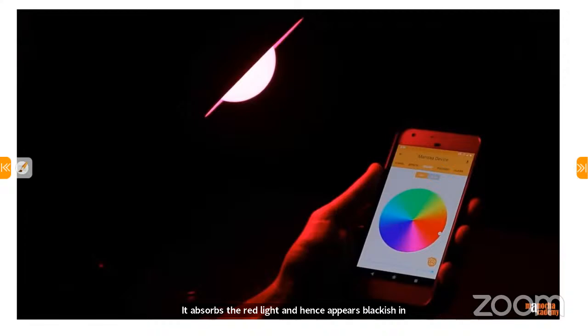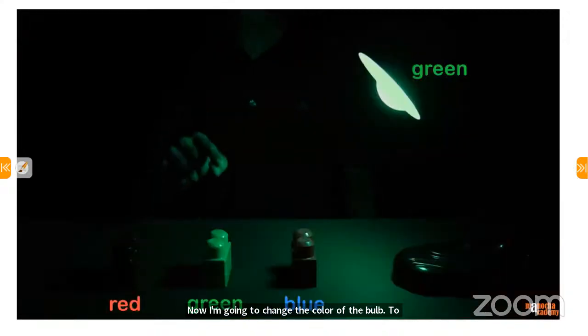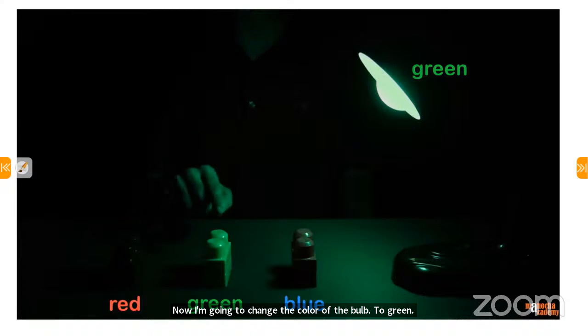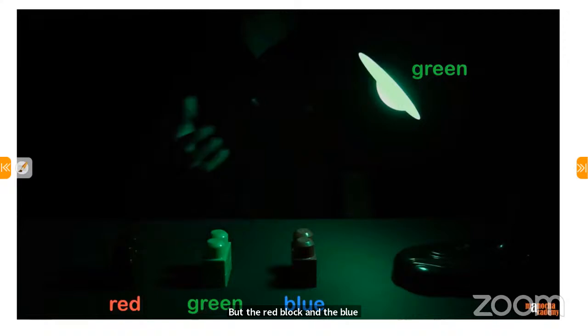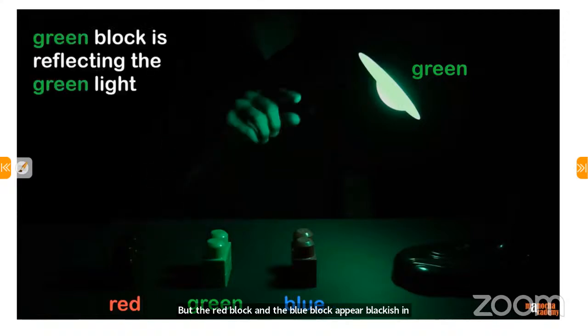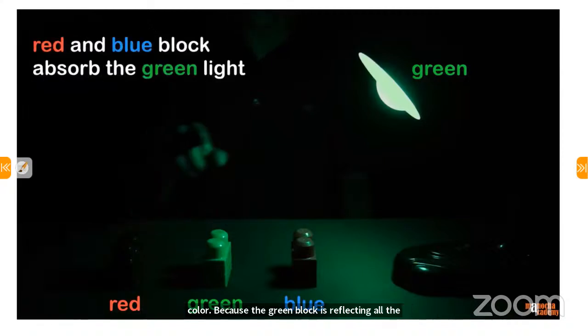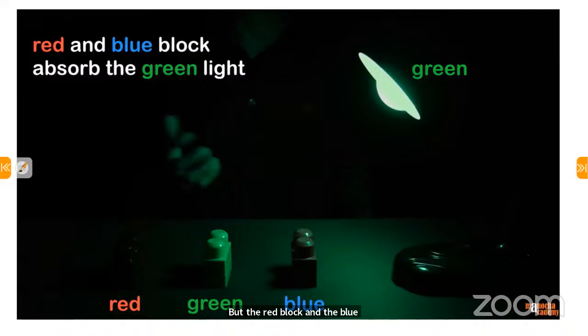Now I'm going to change the color of the bulb to green. Under green light, can you see that the green block is visible, but the red block and the blue block appear blackish in color because the green block is reflecting all the green light, but the red block and the blue block absorb the green light, hence they appear blackish.